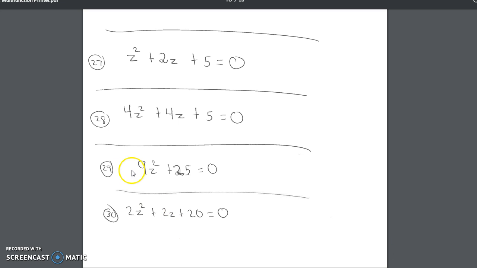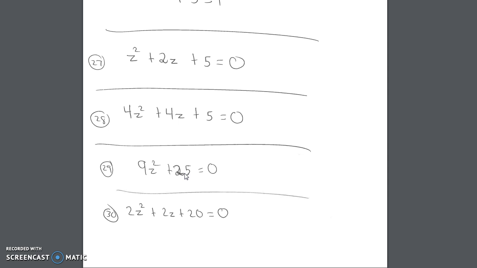29, you can factor this as 3z minus 5i times 3z plus 5i. That might be the best approach. You can also subtract the 25 over, then divide. This is 25 right here. But you can also subtract the 25 over, divide by 9. You get z squared equals negative 25 ninths. Take the square root. That's plus or minus 5/3 i. There's a positive and negative version always in these square roots. So it's positive or negative 5/3 i. But you need to go through the rigor and see it for yourself.